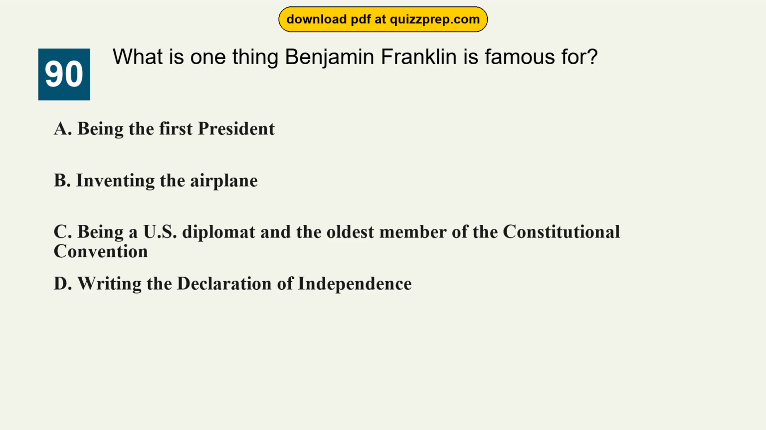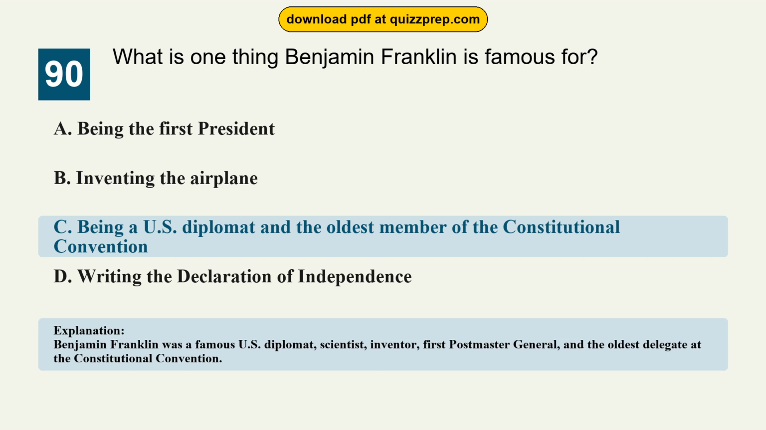Question 90. What is one thing Benjamin Franklin is famous for? Option A. Being the first president. Option B. Inventing the airplane. Option C. Being a U.S. diplomat and the oldest member of the Constitutional Convention. Option D. Writing the Declaration of Independence. The correct answer is option C. Being a U.S. diplomat and the oldest member of the Constitutional Convention. Benjamin Franklin was a famous U.S. diplomat, scientist, inventor, first Postmaster General, and the oldest delegate at the Constitutional Convention.